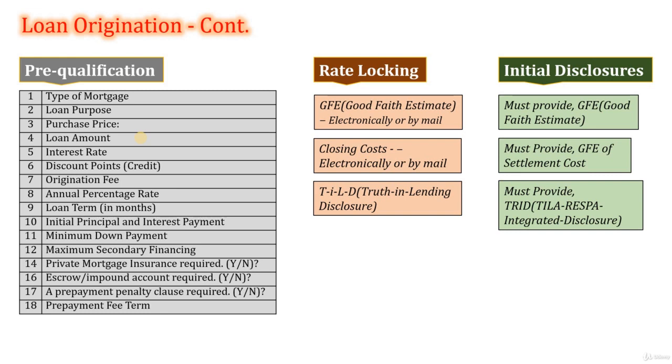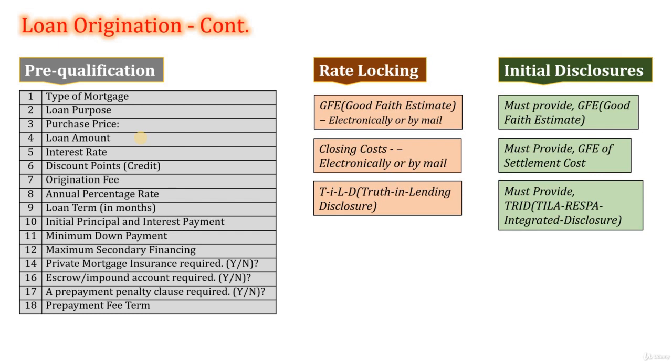So if the LTV is more than 80%, then the lender has to look for the PMI. Escrow impound account required. The principal, interest, tax and insurance: this tax and insurance will go to the escrow account. So whether that account is really required or not. A prepayment penalty clause is required or not. Some of the loans do have a prepayment penalty.